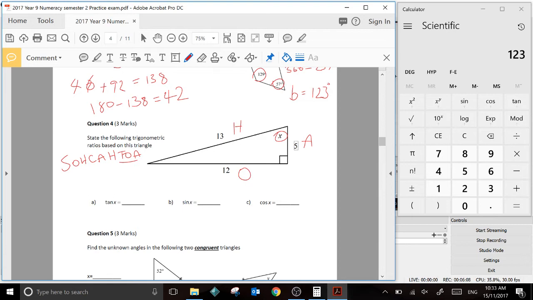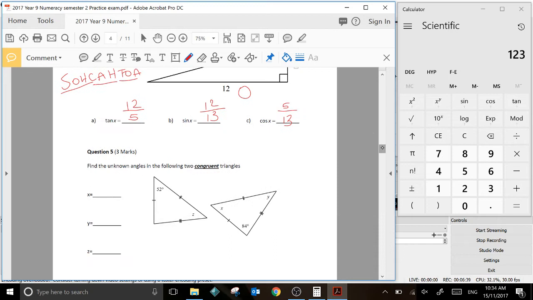So now when I start putting my tan question together, it's obviously going to be a fraction. The top number is going to be the opposite number, which is 12, and the bottom number is going to be 5. Sine x is opposite over hypotenuse, so that's the opposite side 12 over the hypotenuse, which is 13, and cos of x, CAH, is the adjacent over the hypotenuse, so that is going to be 5 over 13.